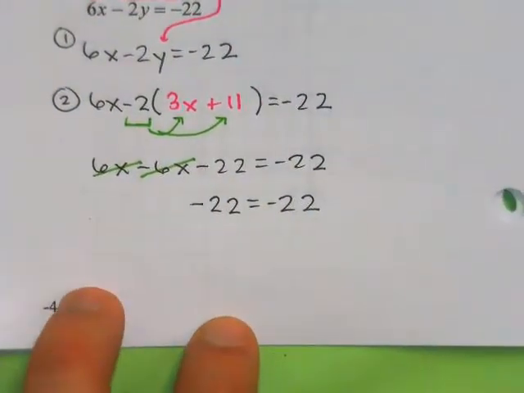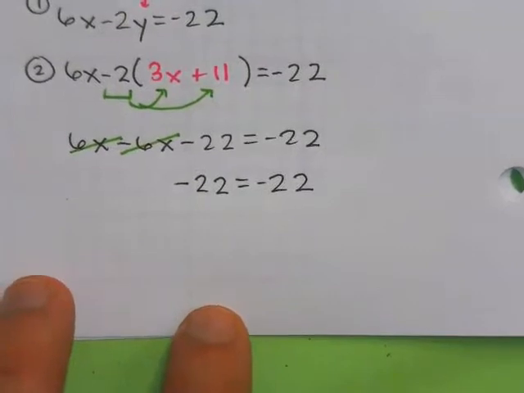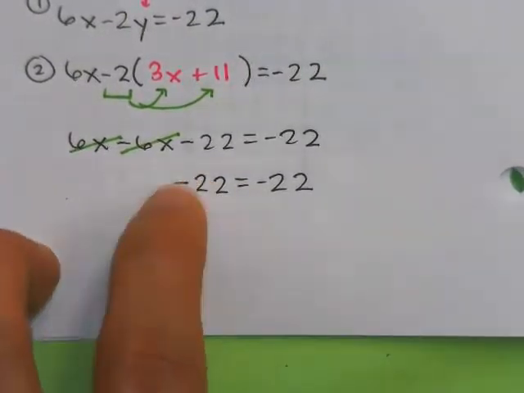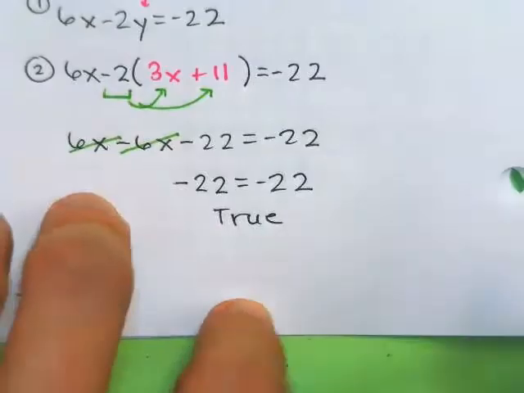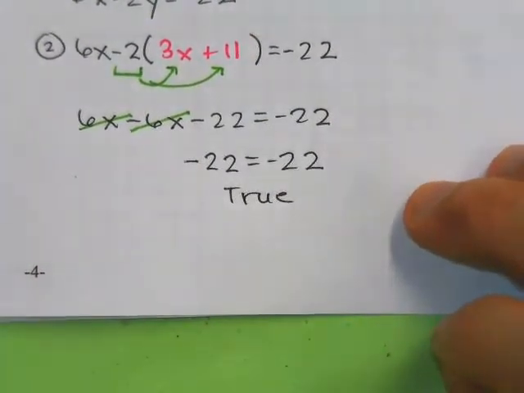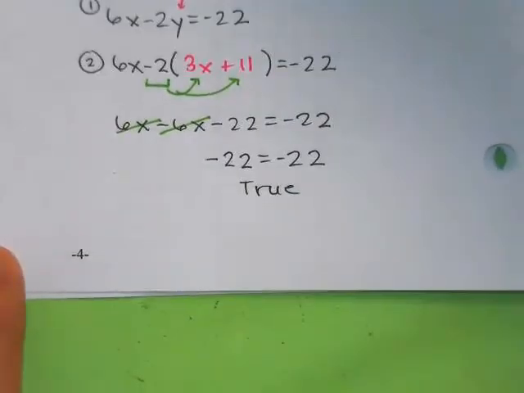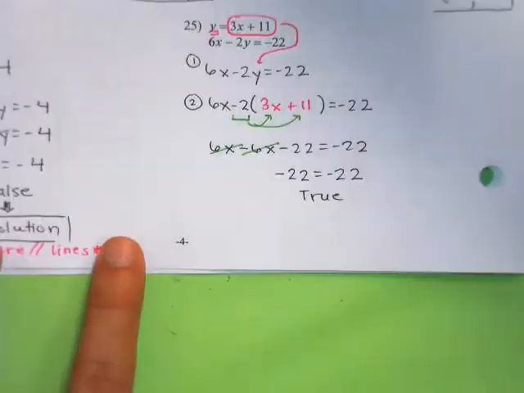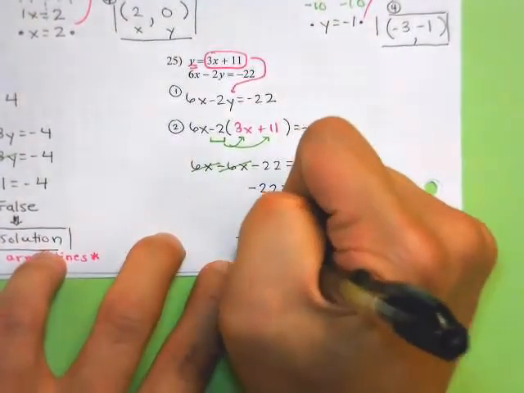We have now come to another mathematical statement. In our realm, is this false or true? I hope it's true, or else I've been doing math wrong the whole time. So it's true. Negative 22 should equal negative 22. You tell me what to write after. If it's true, what would you write? Go ahead. Infinite solutions.